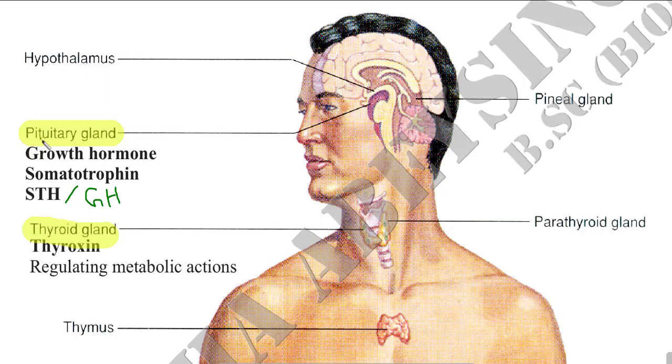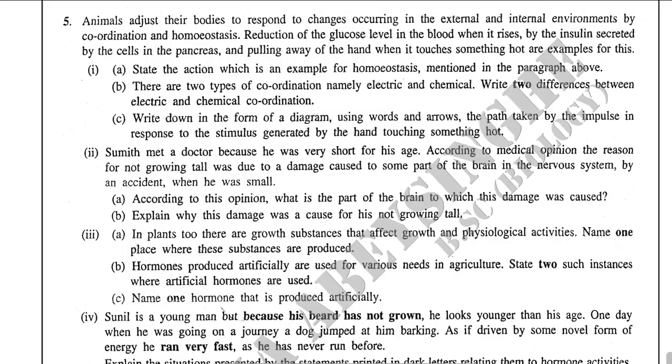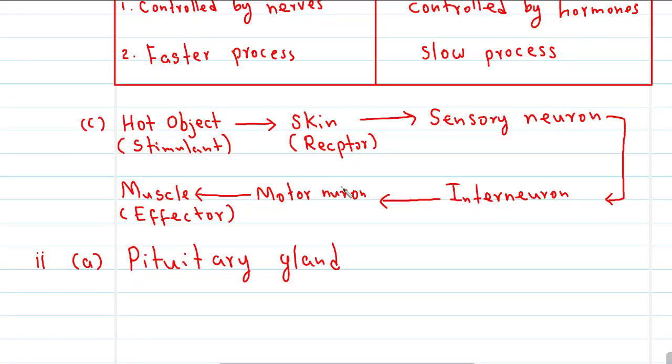Pituitary gland, right? P-I-T-U-I-T-A-R-Y. The gland, as we explained, children, is the pituitary gland. Keep the spelling correct. And the second question. Part 2B, explain why this damage caused him not to grow tall. The growth hormone is secreted by the pituitary gland. You can write, because, keep our rule space.